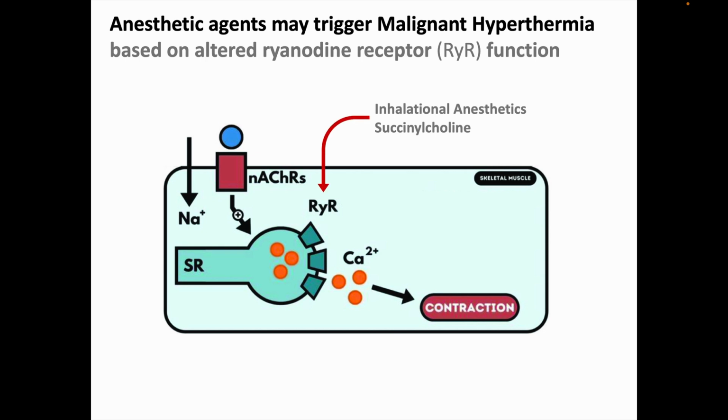Malignant hyperthermia is triggered by exposure to inhalational anesthetics and/or succinylcholine. The altered ryanodine receptors allow too much calcium release from the sarcoplasmic reticulum, leading to too much contraction of the skeletal muscles. The increased contraction leads to muscle stiffness, rhabdomyolysis, and metabolic acidosis, and the increased metabolic work of all of this contraction increases CO2 production and releases heat, leading to hyperthermia.